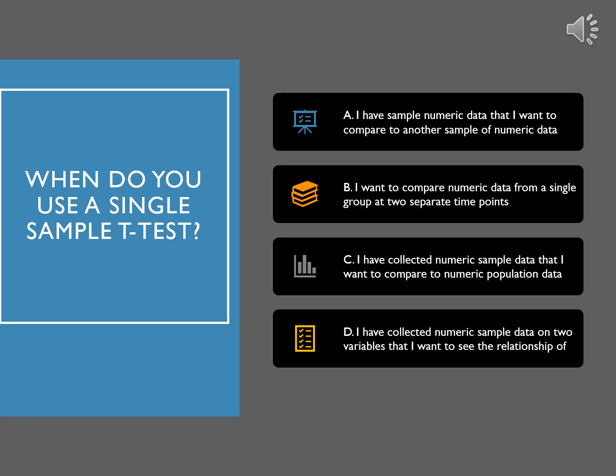So when do you use a single sample t-test or a one sample t-test? This is going to be C. If you've collected numeric sample data and you want to compare it to numeric population data, that is a single sample t-test, as long as you don't know what the population standard deviation is. If you know what the population standard deviation is, you could actually use a one sample z-test.